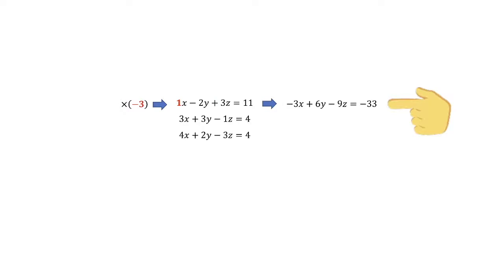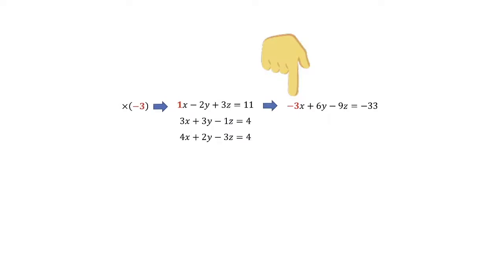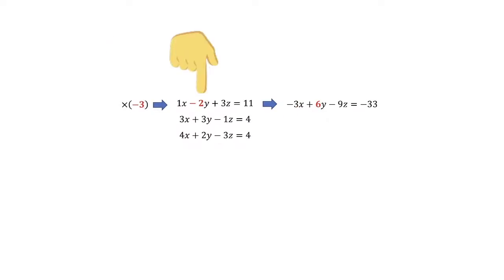And that's what I get over here, right? So minus 3 times 1, minus 3. Minus 3 times minus 2 gives me the 6 here. Minus 3 times the 3 gives me the minus 9. Minus 3 times the 11 gives me minus 33.